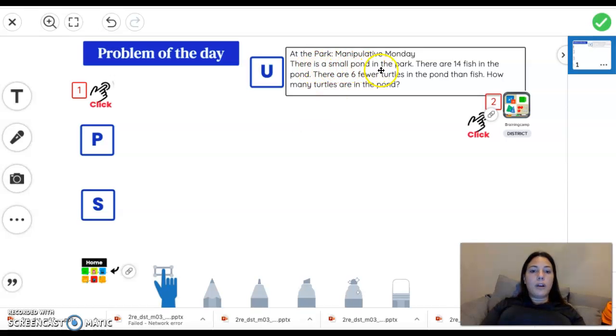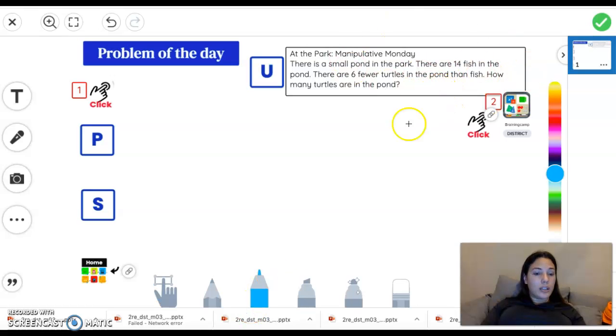There is a small pond in the park. There are 14 fish in the pond. What is important about that sentence? Get your marker and underline the important information. Well, to me, it's important to know how many fish are there. It's telling me right there, there's 14 fish.